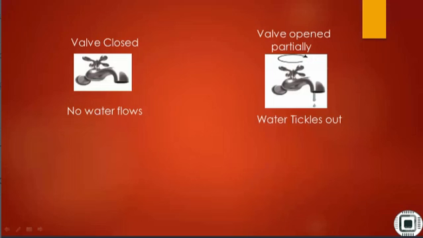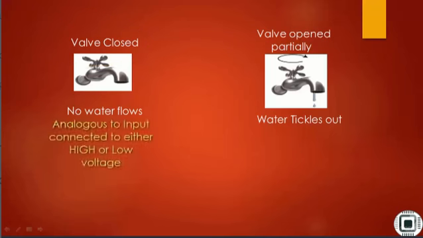Let's understand this with a tap analogy. Look at this tap analogy. Here the valve is completely closed, so no water leaks. That corresponds to the input which is fixed to high or which is fixed to low, which turns off either one of the transistors completely. As a result, no leakage.